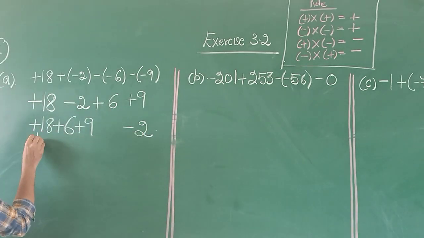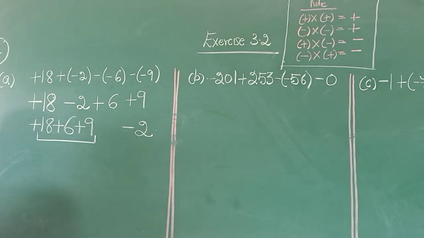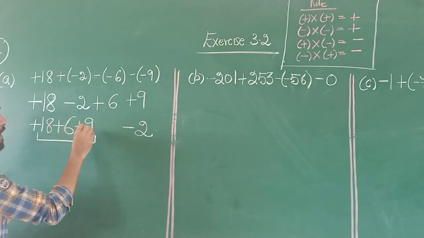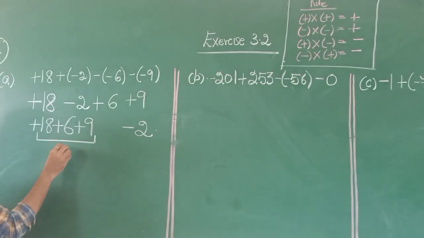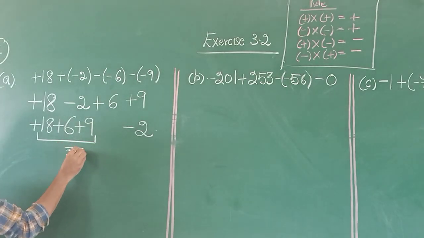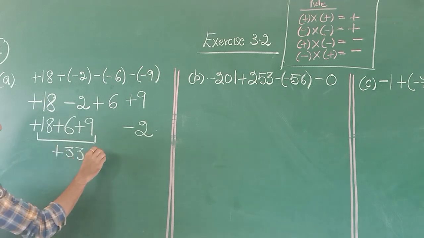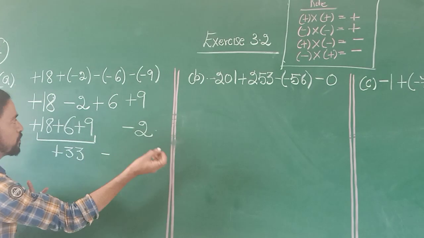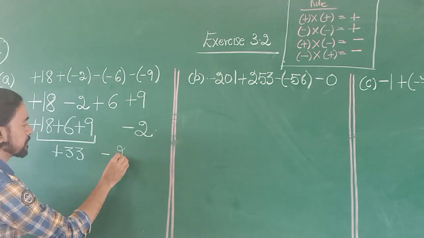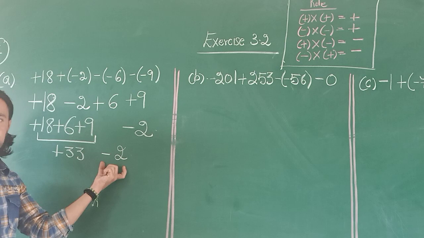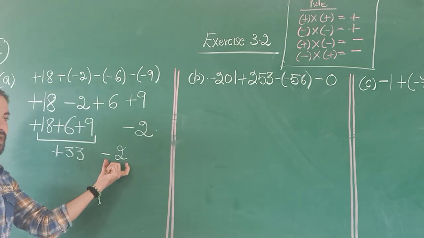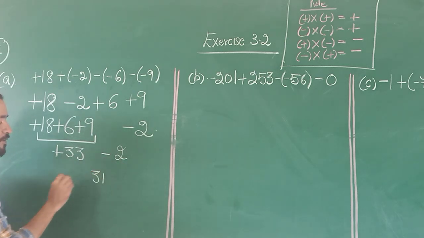Now let's add all the positives and get a positive answer. 18 plus 6 gives me 24. 24 plus 9 gives me 33. So I have a plus 33 and nothing to add it to. Minus 2 is all by itself. Now a positive and a negative. From the greater, take away the smaller. Put the sign of the greater number.